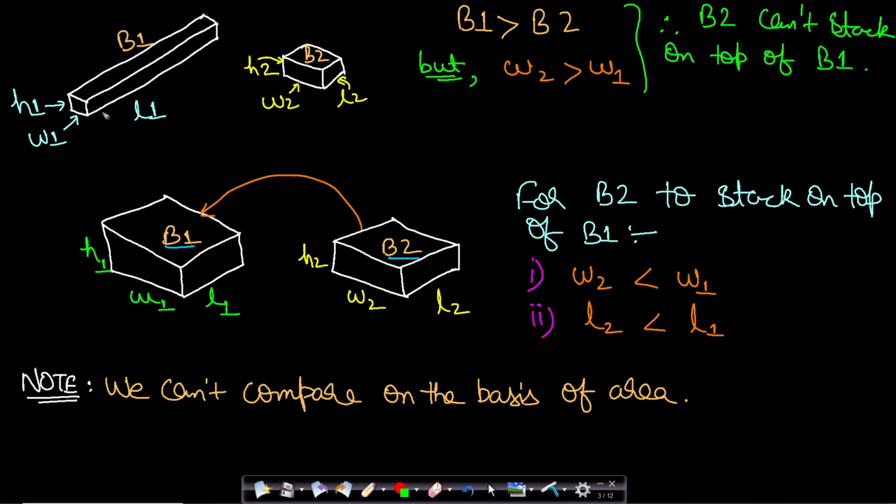Because if you have some peculiar shape, let us assume that this entire thing is base area 1. Here length 1 is much larger than length 2, and width 1 is very small, smaller than width 2. So L1 is much larger than L2, and W1 is less than W2. In this type of case, you will find that L1 times W1 will be larger than L2 times W2.